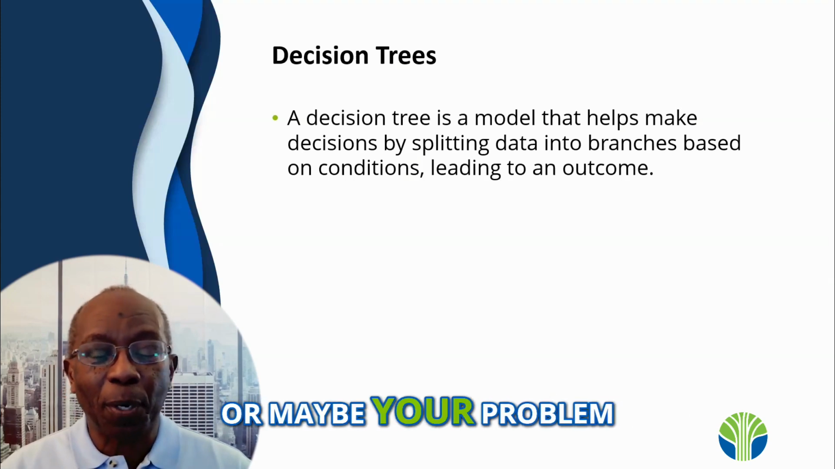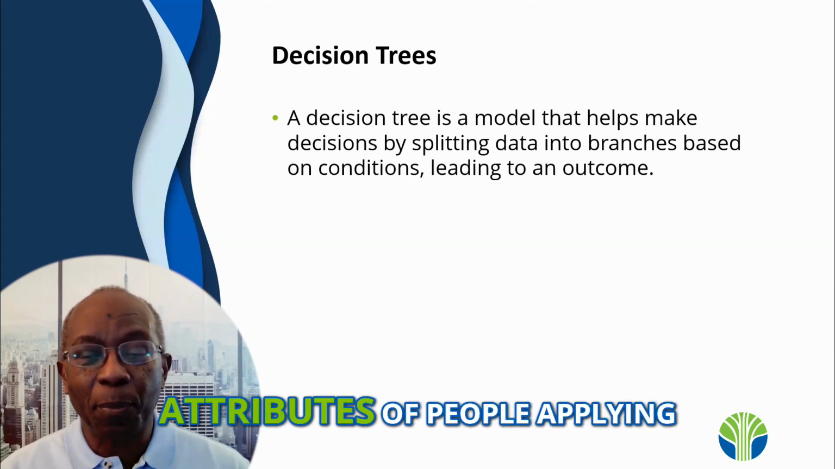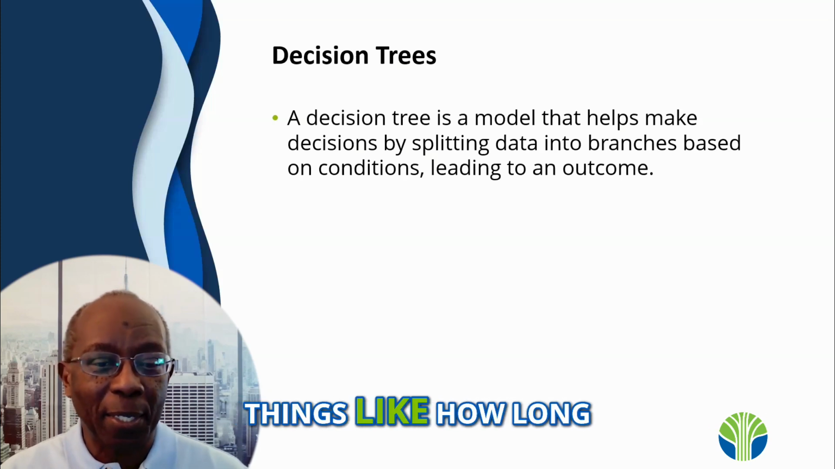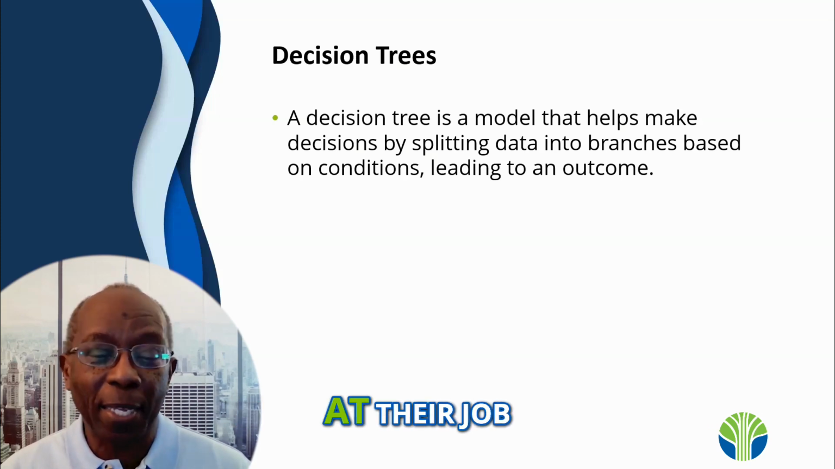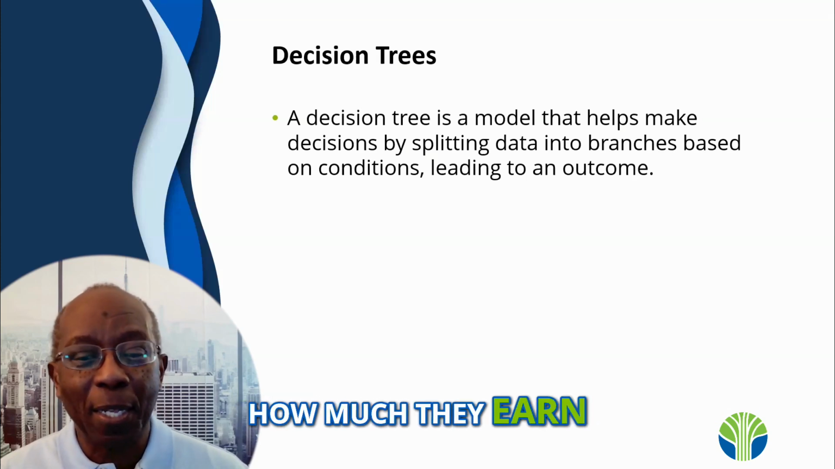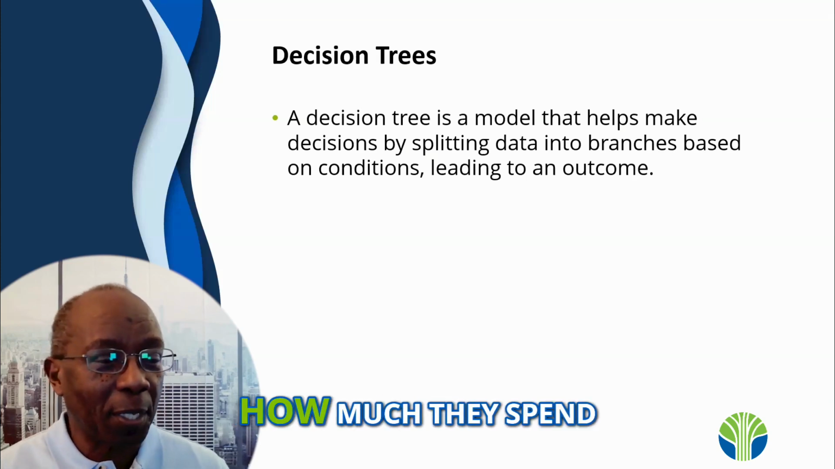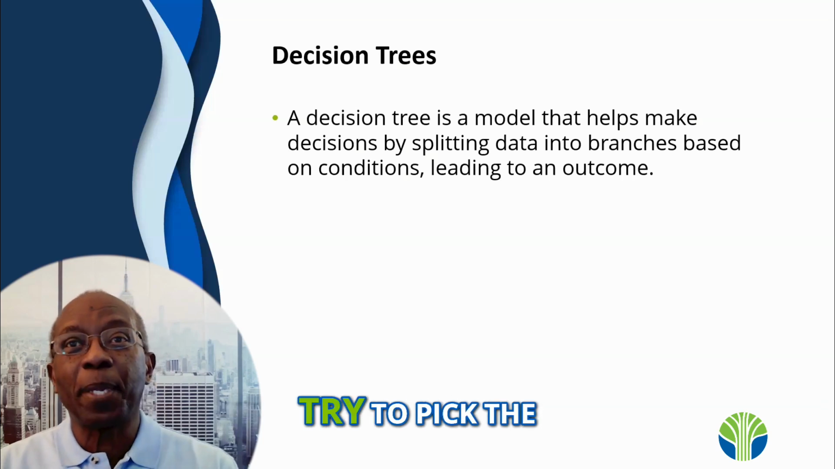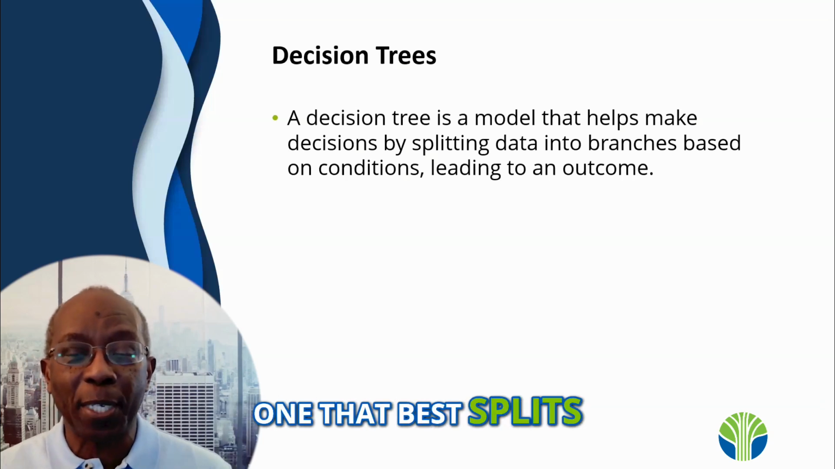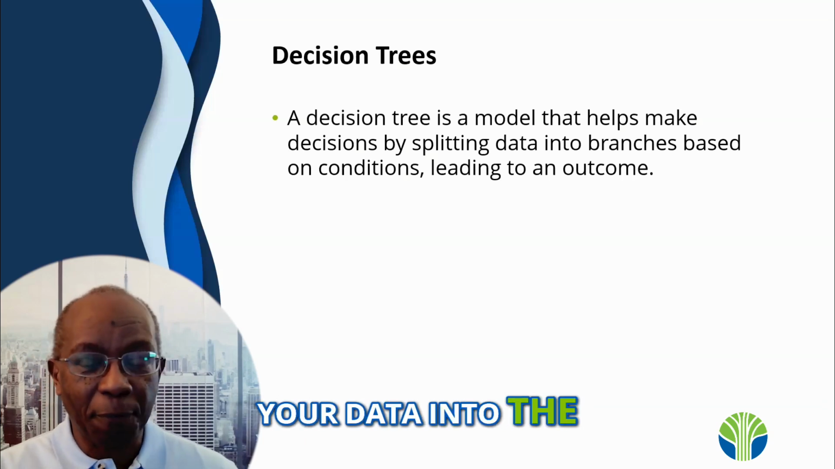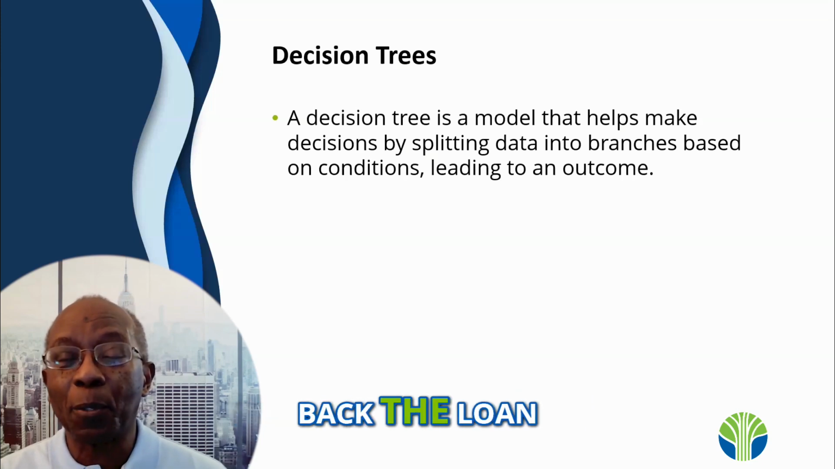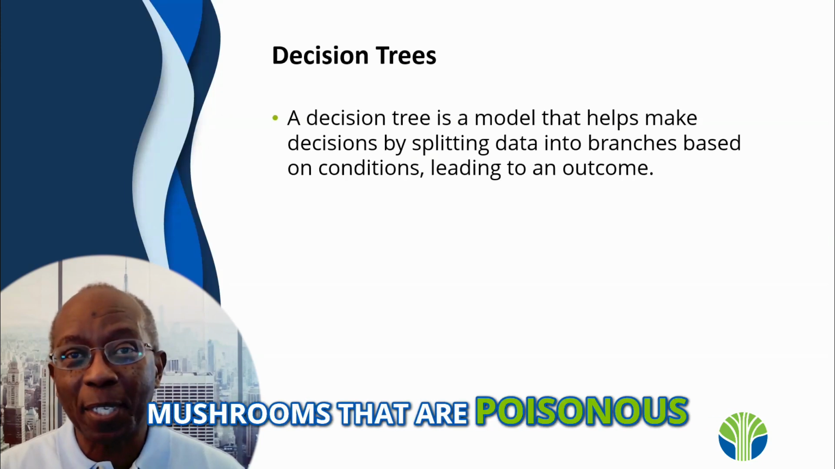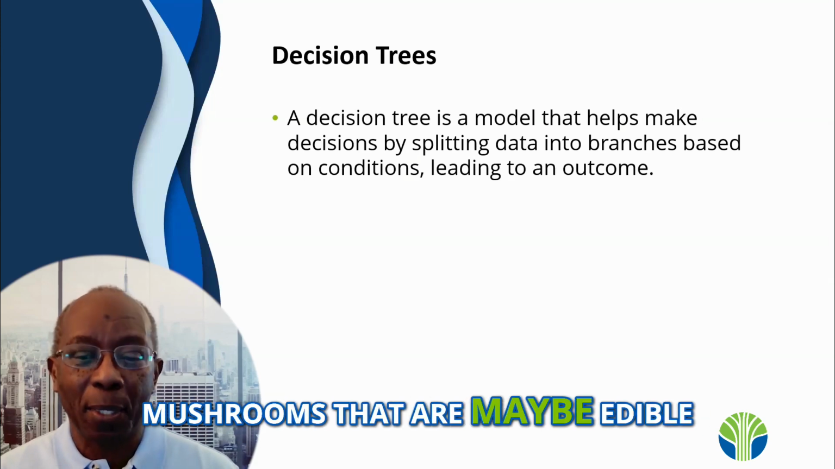Or maybe your problem is to look at attributes of people applying for a loan, and you're looking at things like how long that person has been at their job, how much they earn, how much they spend on food, how much they spend on accommodation, and so on. Try to pick the one that best splits your data into the different categories. People who will pay back the loan, people who will maybe not pay back the loan, mushrooms that are poisonous, mushrooms that are maybe edible.